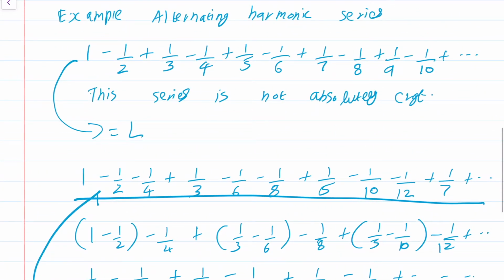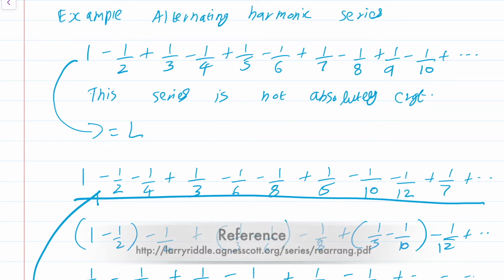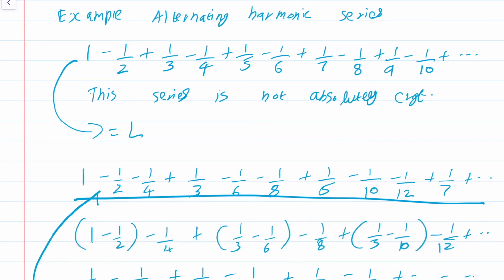Now I leave it to you to check what will happen if I group these terms differently. Instead of 1 positive and 2 negative, what if you do 1 positive, 3 negative, 2 positive, 5 negative? If you're not able to make headway, please Google search rearranging the alternating series. I'll give you a link below and just see the various results that have been done. What and all can you get by rearranging this?